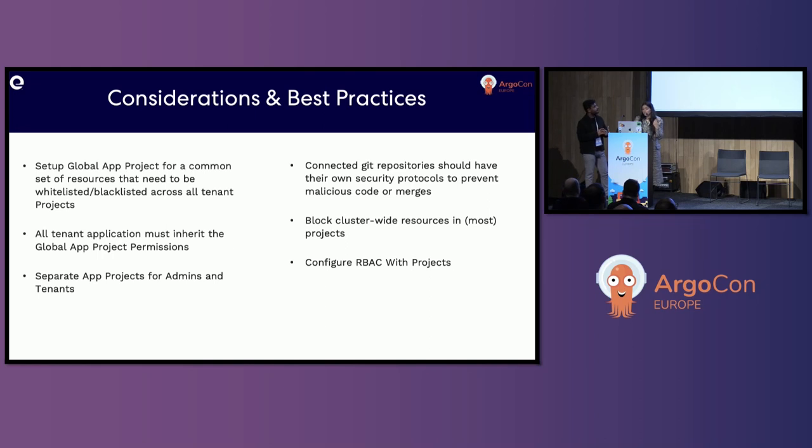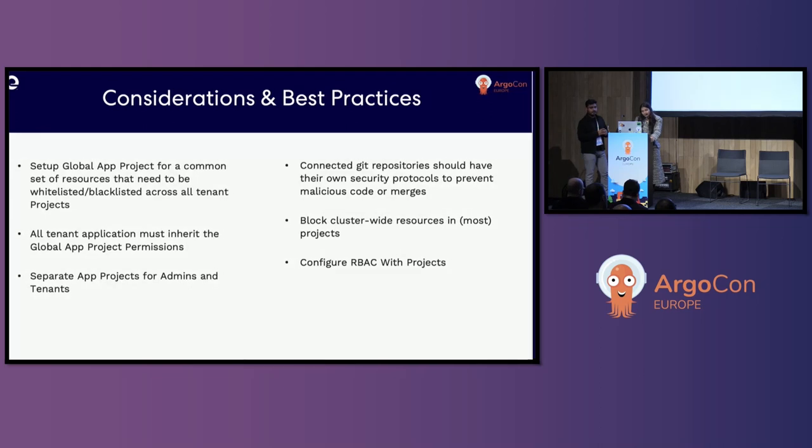Implement robust security measures for connected Git repositories to prevent any potential threats from malicious code or unauthorized changes. Then, consider blocking cluster-wide resources in most projects. This would enhance security by limiting unnecessary access and potential misuse. Lastly, you may consider fine-tuning your RBAC with a focus on projects. This would ensure that permissions align with the specific needs of each tenant, promoting a secure and controlled environment.